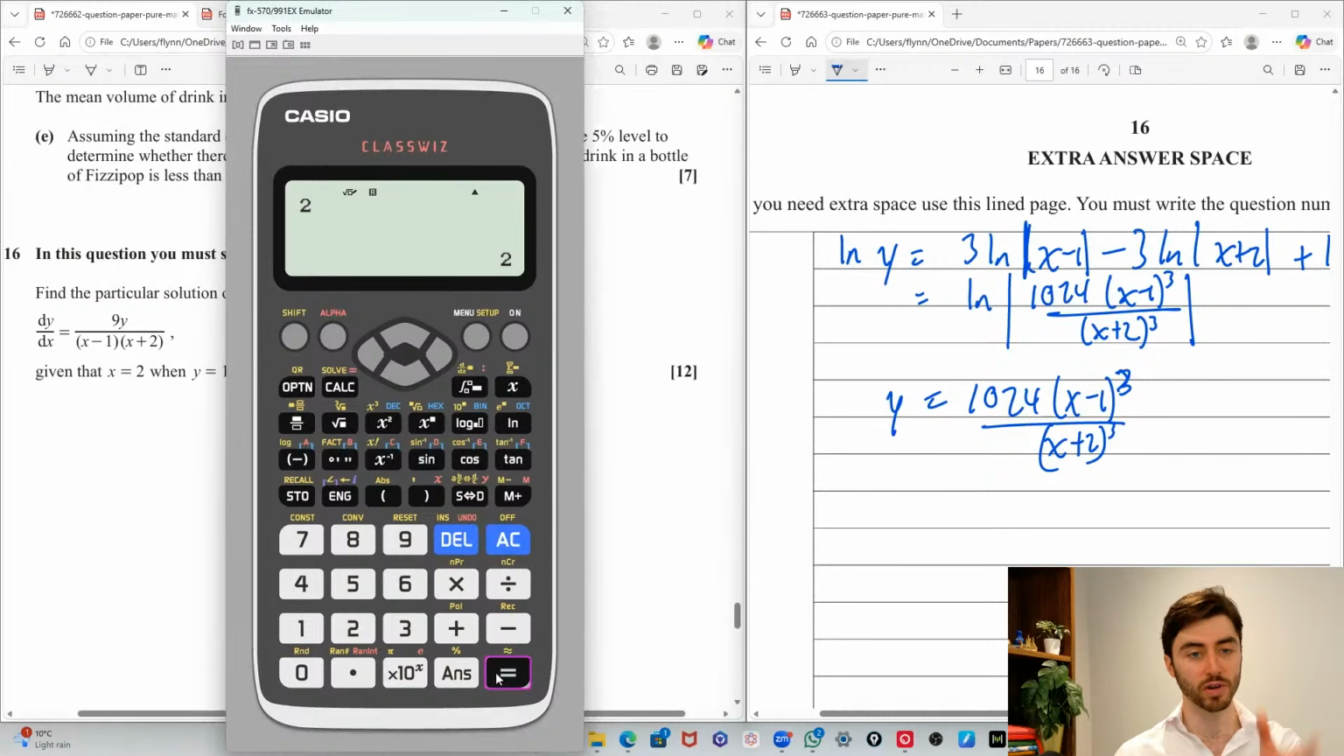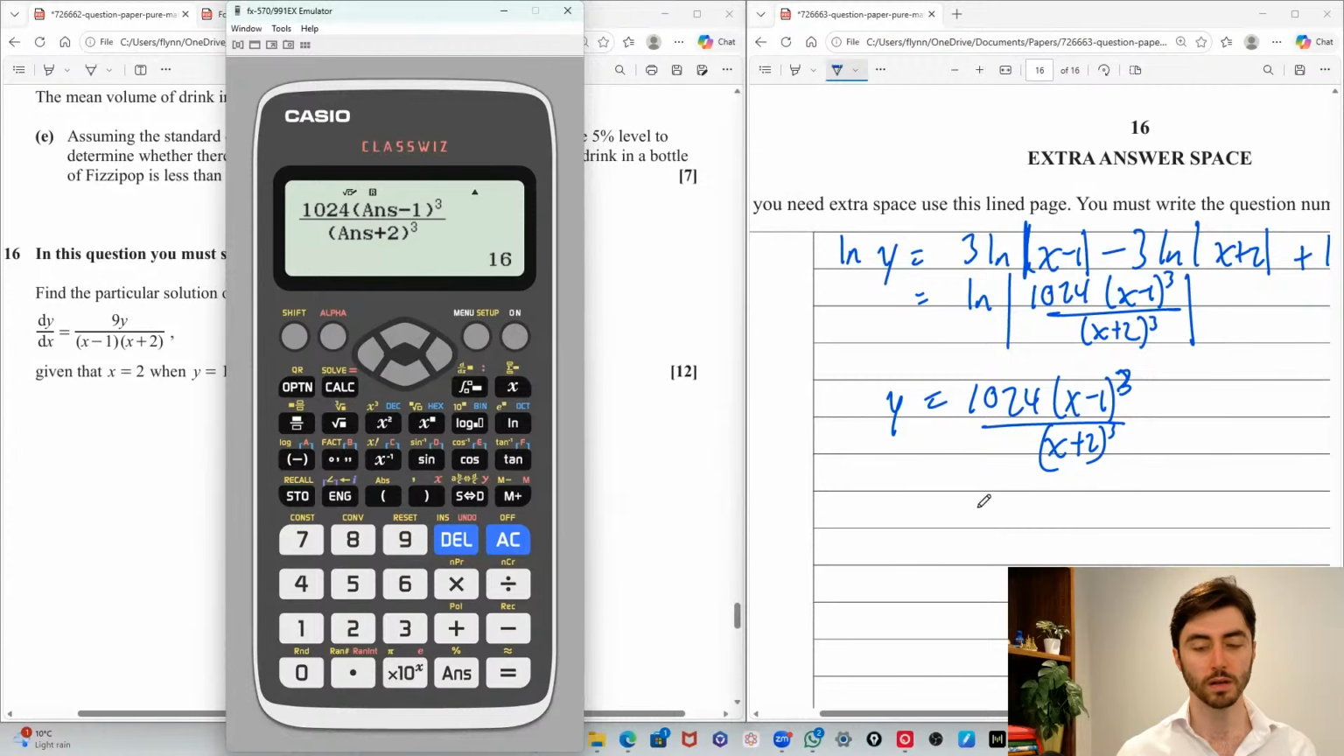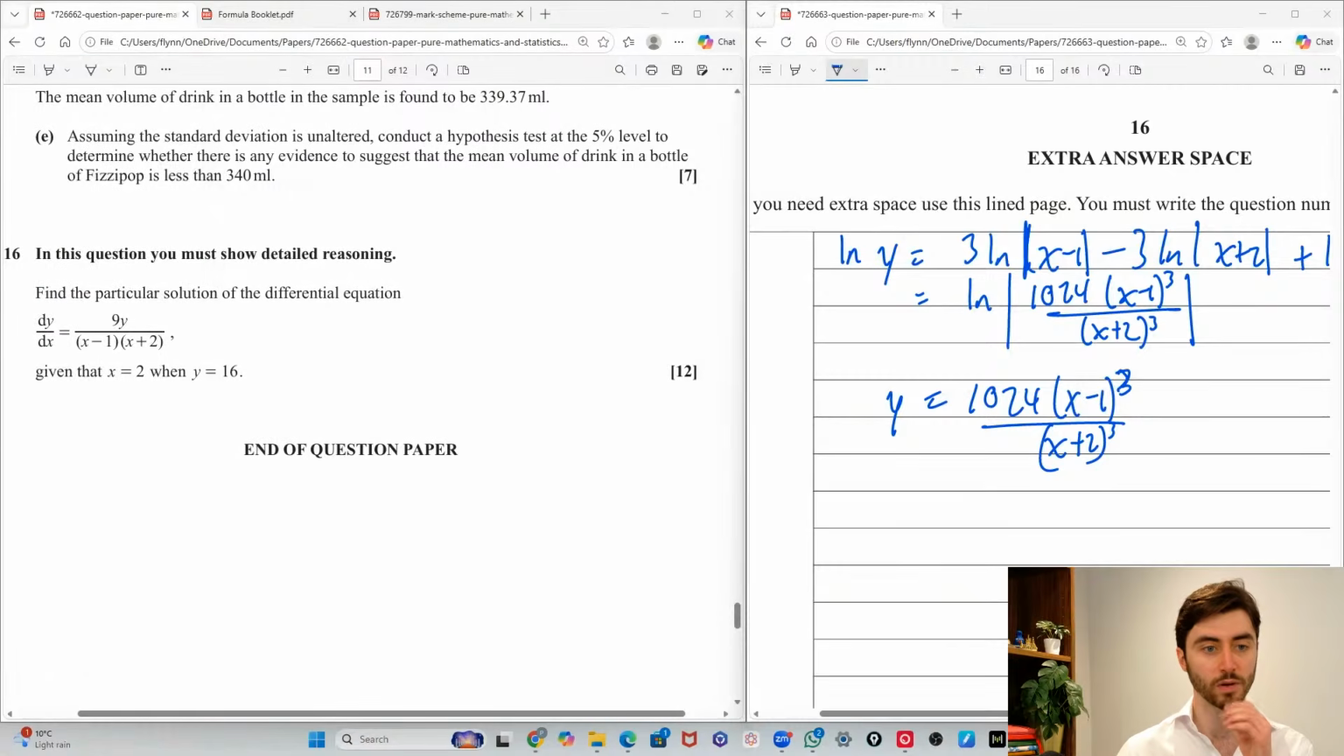So you can see it's much more interesting for the pure than it is for the stats and the mech. So take 3 on that: 1024 times answer minus 1 cubed, all over answer plus 2 cubed, is 16. Okay, so I can confirm that actually does work there.